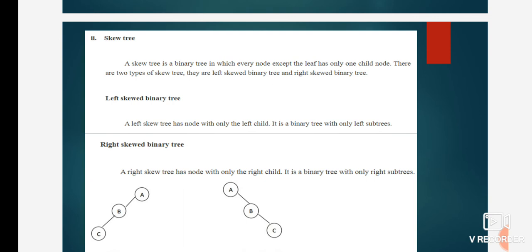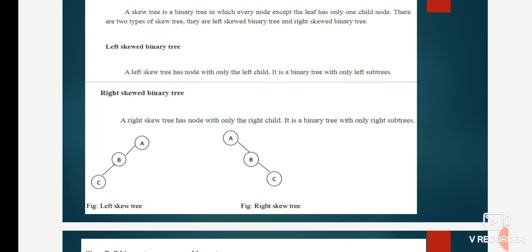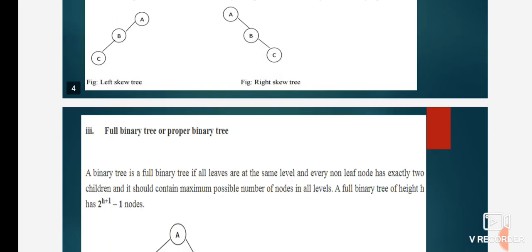Then right skewed binary tree. A right skewed tree has nodes with only the right child. It is a binary tree with only a right subtree. So this is the example of right skew and left skew tree.